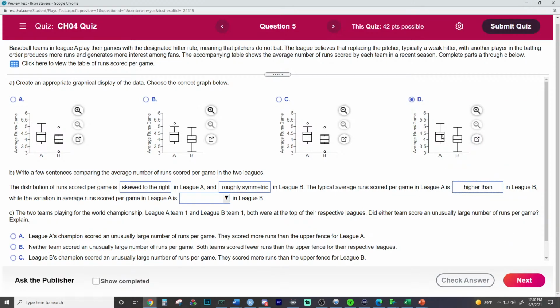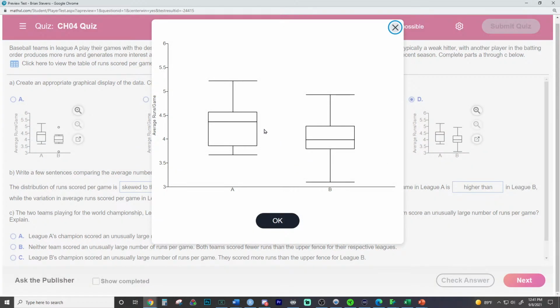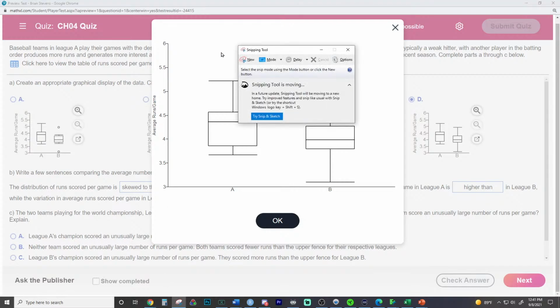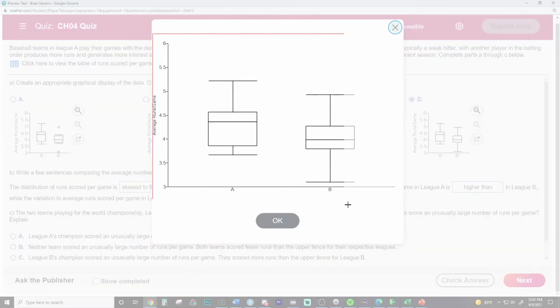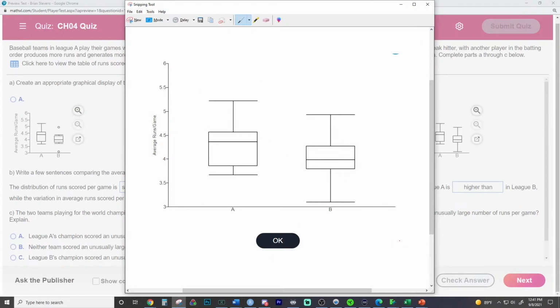The typical runs scored in League A right there is higher than League B, while the variation in runs scored per League A is blank to League B. Now, variation is going to be the IQR. Which of these has a bigger IQR, League A or League B? IQR is the box of the box plot. This right here is the IQR. Let's draw on it and make it nice and pretty right here. So we are going to simply draw the IQR on this so we can see.